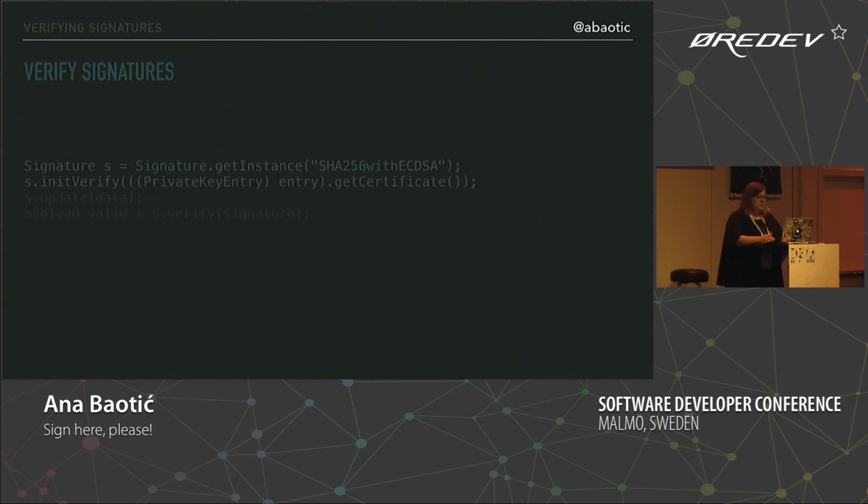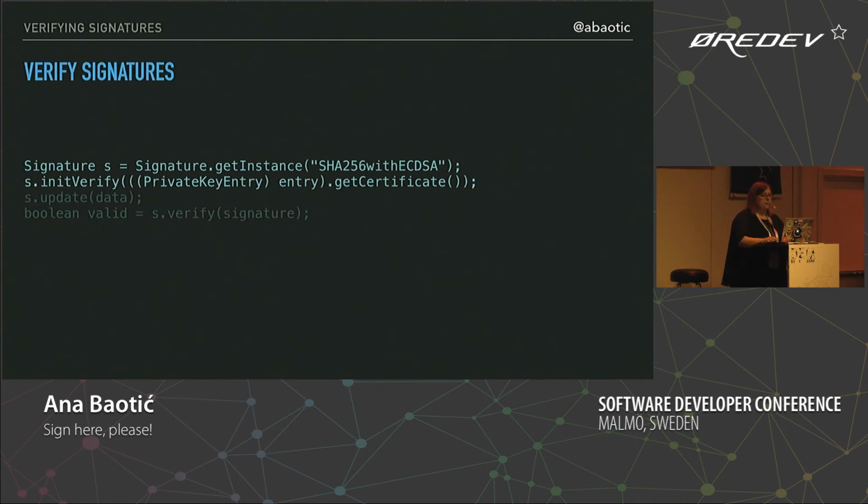Again, fairly straightforward. The last action is the verification of signatures. Again, you create a signature, you get the instance with the algorithm that you used, and you initiate the verification by the certificate from your entry. After that, again, update the data, and you get a nifty little boolean that says whether it's verified or not.